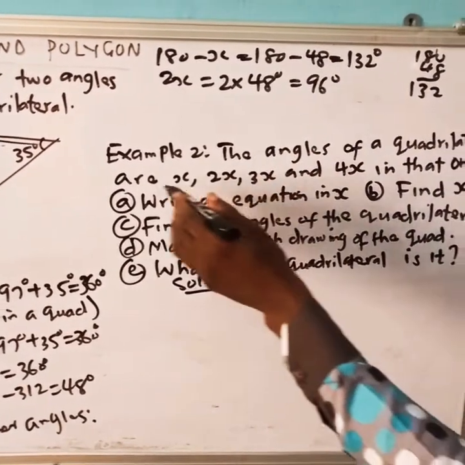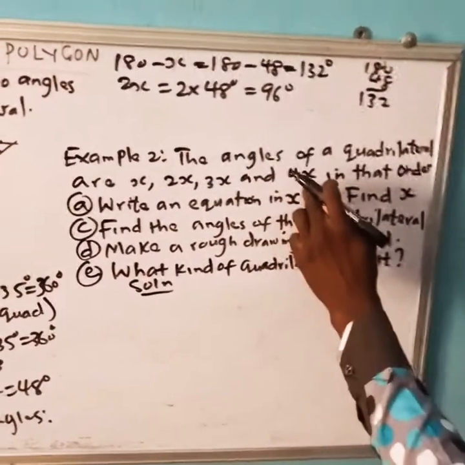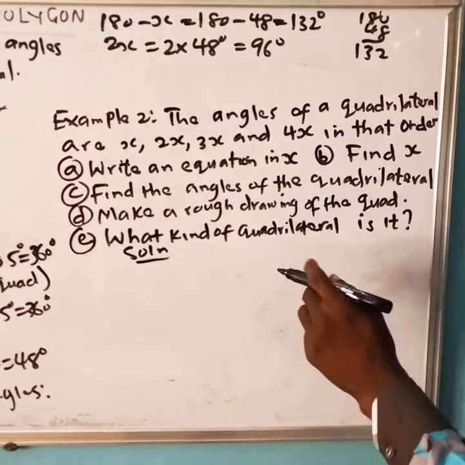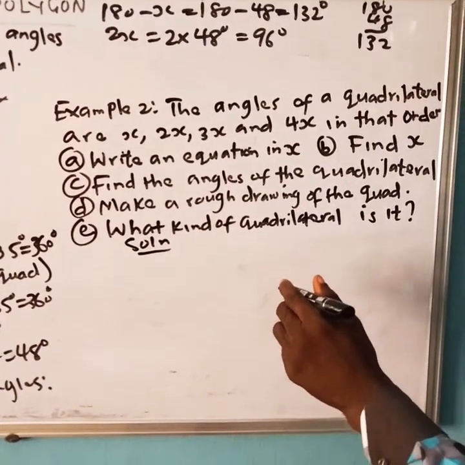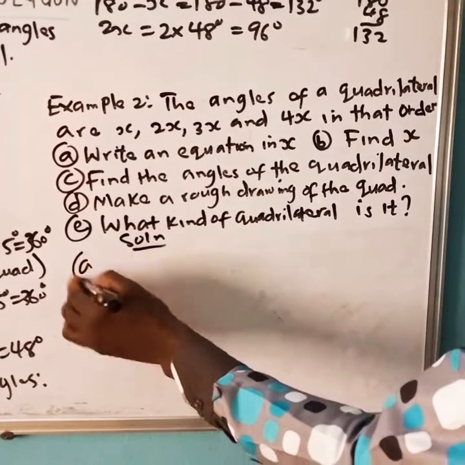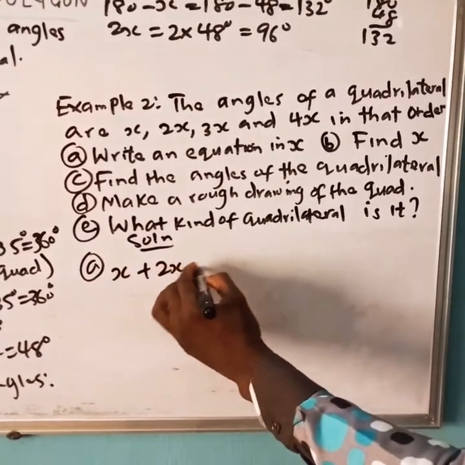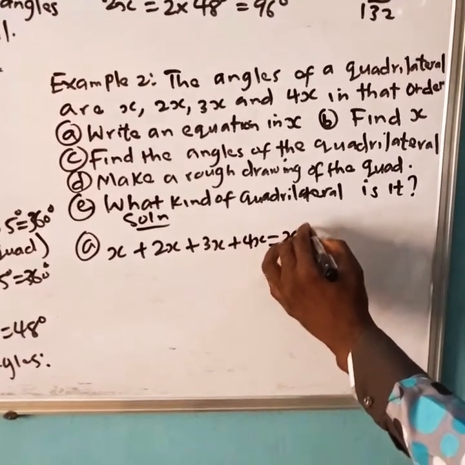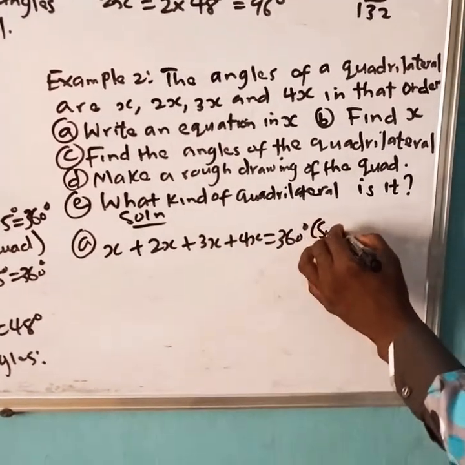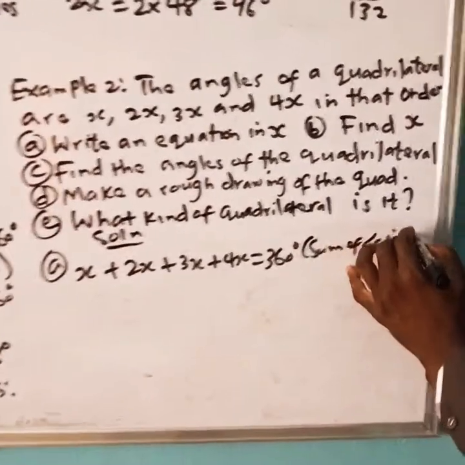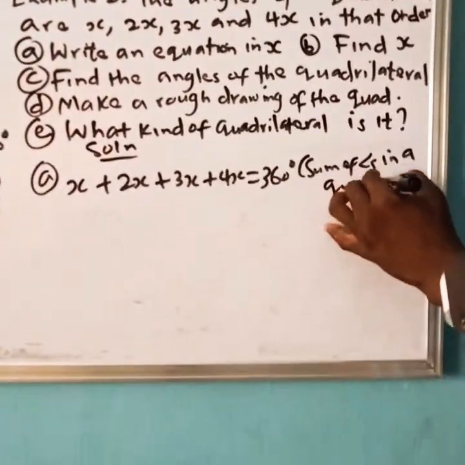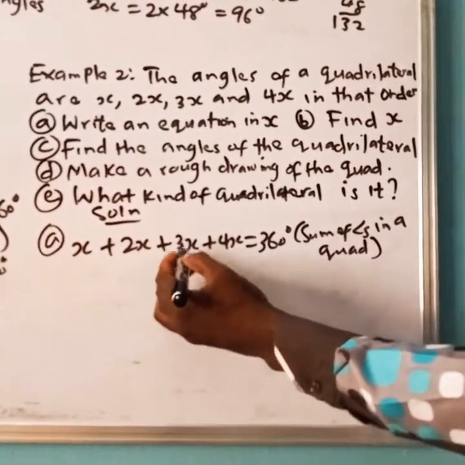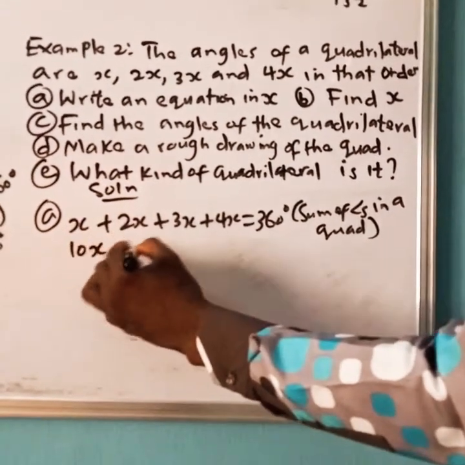Example 2. The angles of a quadrilateral are x, 2x, 3x, and 4x in that order. A. Write an equation in x, and B. Find x. Since it's a quadrilateral, the sum of angles in the quadrilateral is 360. So we have x plus 2x plus 3x plus 4x will give you 360 degrees. The reason is sum of angles in a quad. You must write that, it's very important. So x plus 2x, 3x, 3x plus 3x, 6x, 6x plus 4x, 10x. So you have 10x is equal to 360.